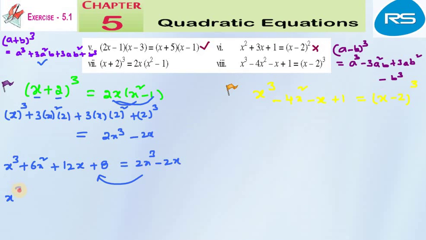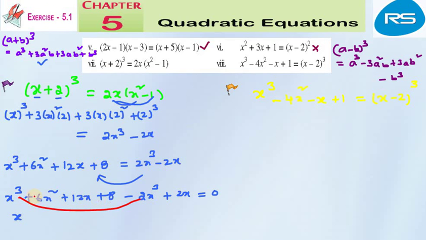So x cube plus 6x square plus 12x plus 8 minus 2x cube plus 2x is equal to 0. Plus 2x cube becomes minus 2x cube, and minus 2x becomes plus 2x. Now we need to simplify. So what will you get? These are like terms. So 1 here is minus 2. So what will you get?